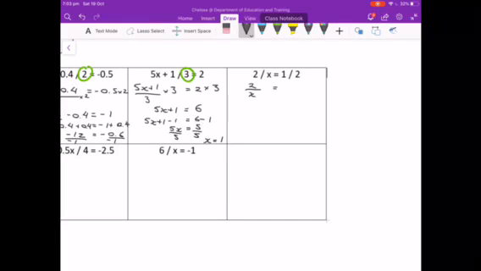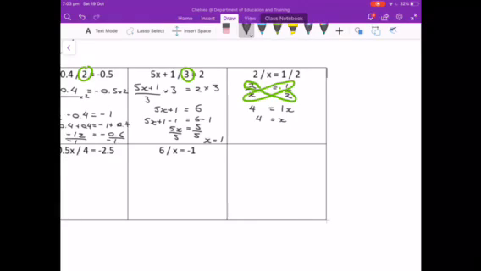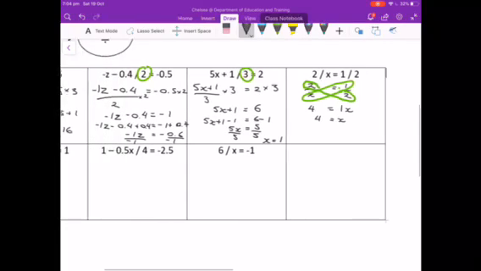2 divided by x equals 1/2. We're going to use our knowledge from the previous video with these equivalent fractions. So we multiply the diagonals. 2 times 2 is 4. 1 times x is 1x. I'll write that again and get rid of the 1. So the question is solved because we already have one value of x and the answer is 4.